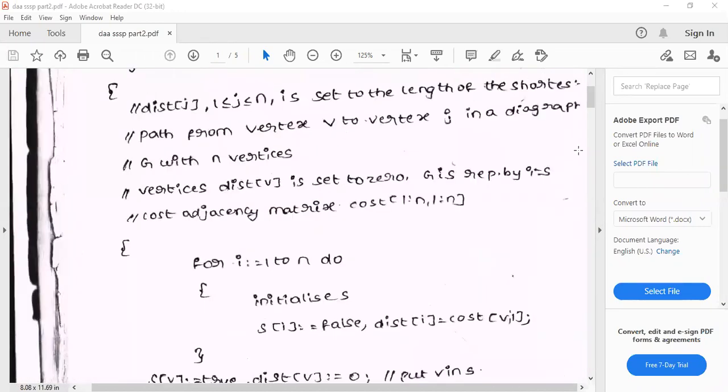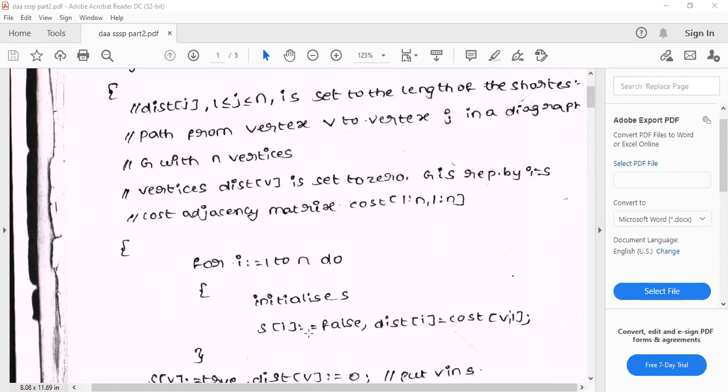So now the algorithm takes the cost matrix. Next, for i equal to 1 to n, here there are six vertices. S of i equal to false, and distance i equal to cost of v comma i. First, S of i equal to false means no vertex is in the path. S of i equal to true means the vertex is present in the shortest path. S of i equal to false means the vertex is not present in the shortest path.